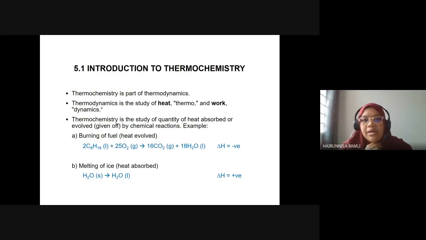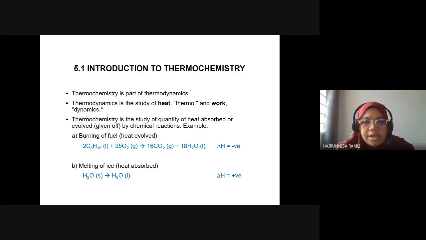So that's why this topic has a very large scope. Thermodynamics basically is the study of anything related to energy. They simplify it here: heat is related to thermo, and dynamics is related to work done. If you learn thermodynamics in great detail, apart from heat, there will also be work done. Like what you learn in physics, thermodynamics is chemical physics, physical chemistry, a mixture of chemistry and physics.